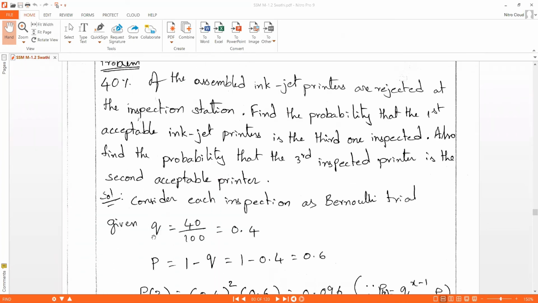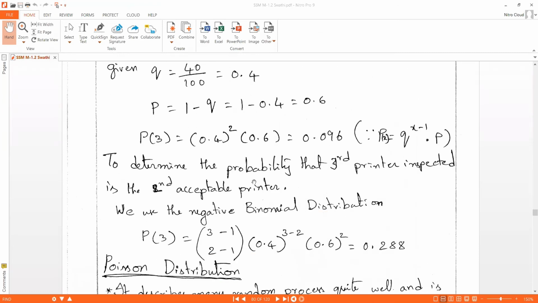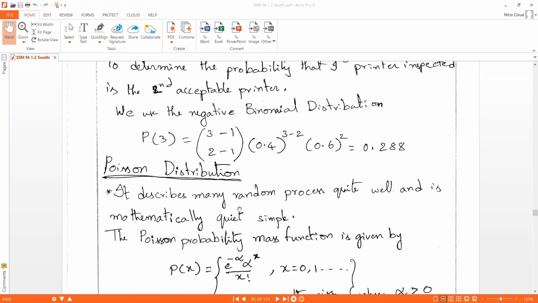And using this negative binomial distribution also, we have a formula. Just substitute these values in this formula, and we will get the solution.